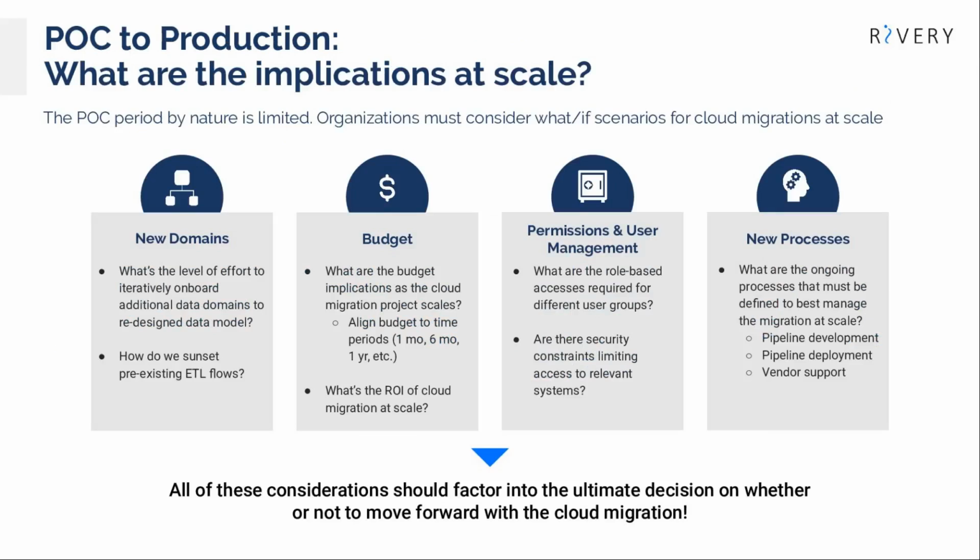So now, thinking about POC to production and what the implications are at scale. A couple different areas to consider here. The first is new domains. Your organization should look to iteratively onboard additional domains to the new data model. It's really important to consider what resources might be required to accurately judge the level of effort to scaling the migration. As these additional domains are added to the data model, it's also important to plan for sunsetting pre-existing ETL flows that are no longer relevant.